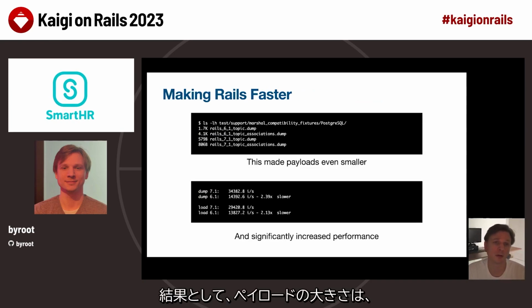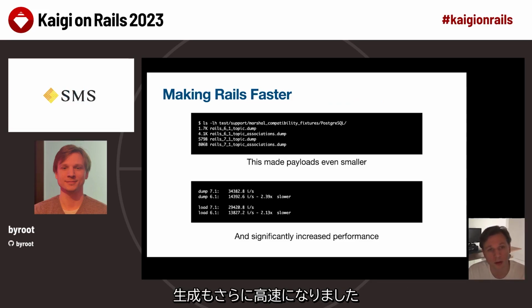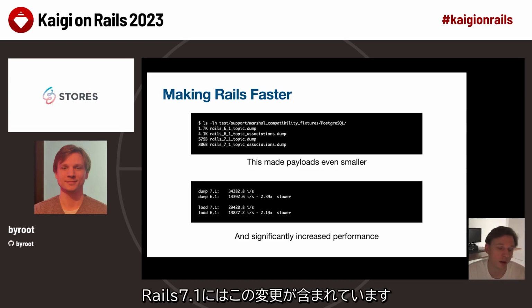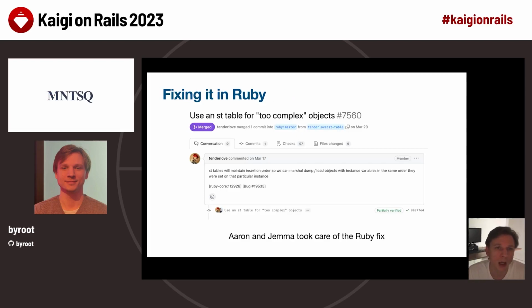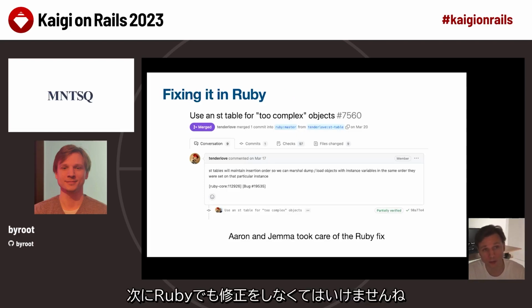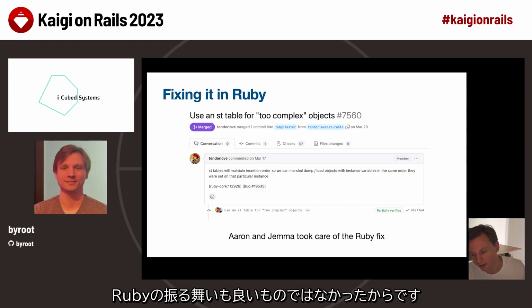As a result, the size of the payloads was even smaller than what I did for Mastodon, and even faster to reproduce. And so that's a patch that made it to Rails 7.1. So you will be able to upgrade and get it as well. And now we needed to fix it in Ruby, right? Because even though Rails was at fault, the behavior in Ruby was not good.